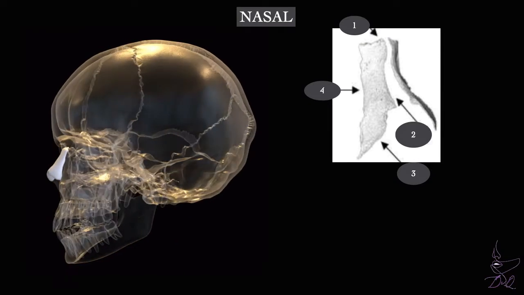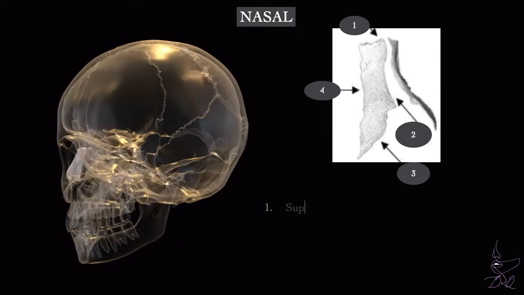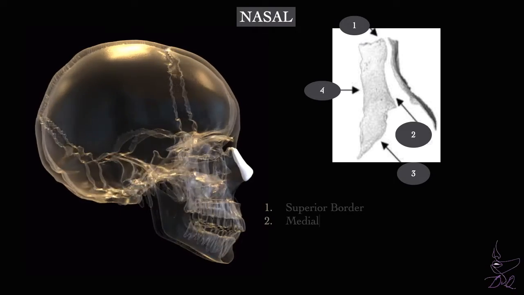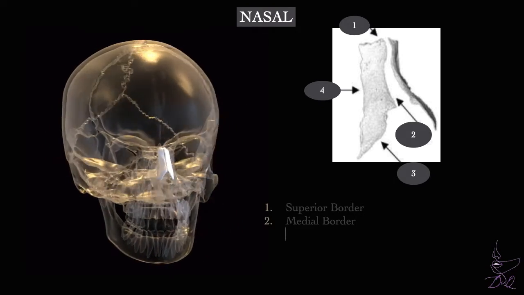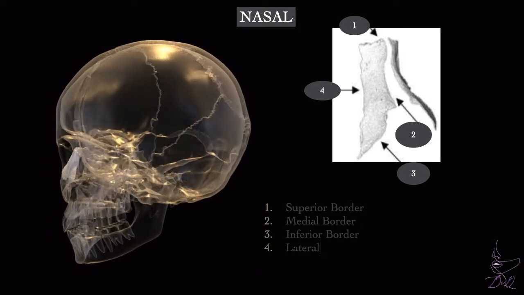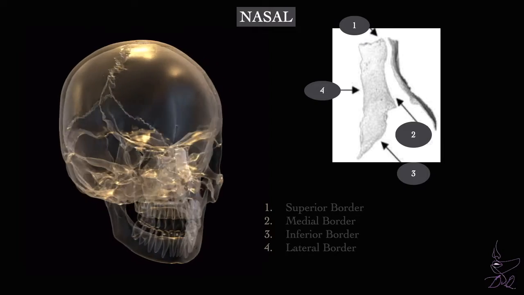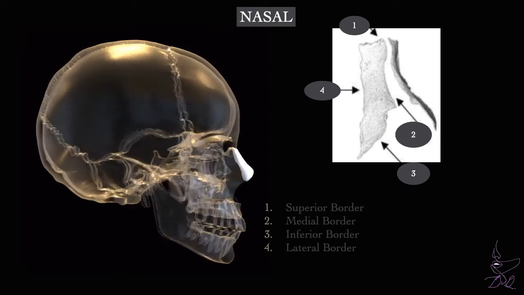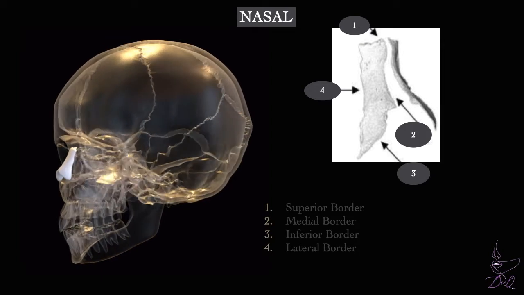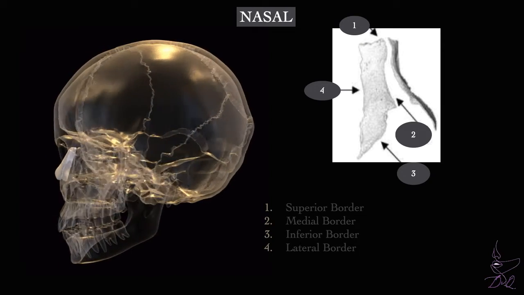Now coming to the nasal bone. The nasal bones are two small midfacial bones of the skull which build the bridge of the nose. It has a superior border, a medial border, an inferior border and a lateral border. Now the superior borders and the main bodies form the bridge of the nose, while the inferior borders connect with the nasal cartilage to form the superior margin of the nasal aperture.